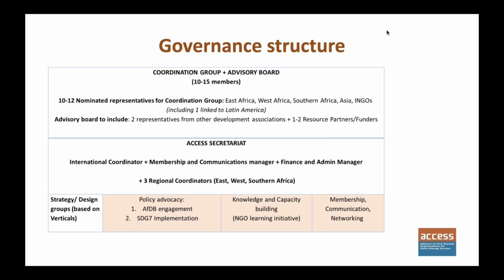The structure, I'm just going to emphasize on them. We are currently working to recruit 3 regional coordination organizations in Africa, looking at West, Southern, and Eastern. And then we also have a coordination group and a board that advises the coalition, composed of 10 to 12 representatives who are members of Access, either from INGOs or regional or national CSOs. Next, please.